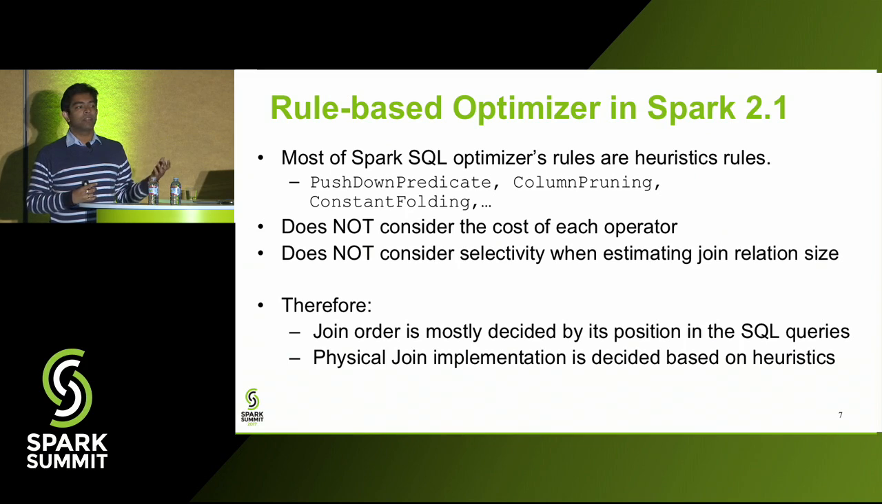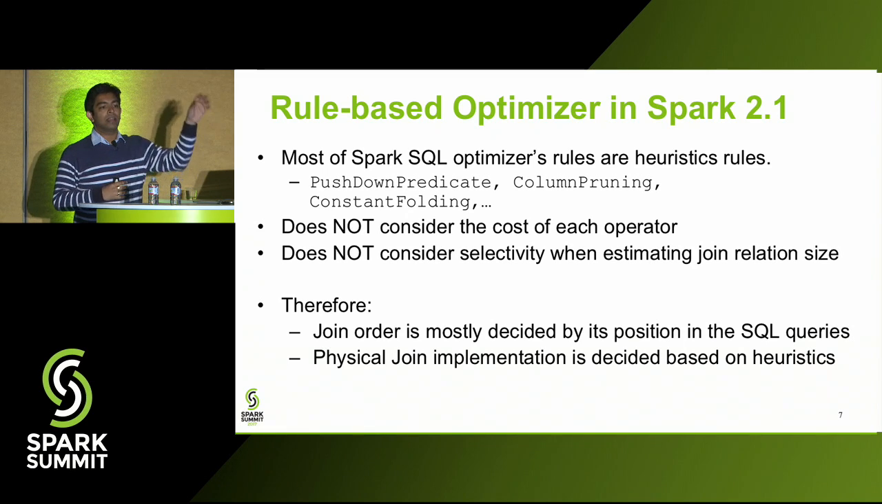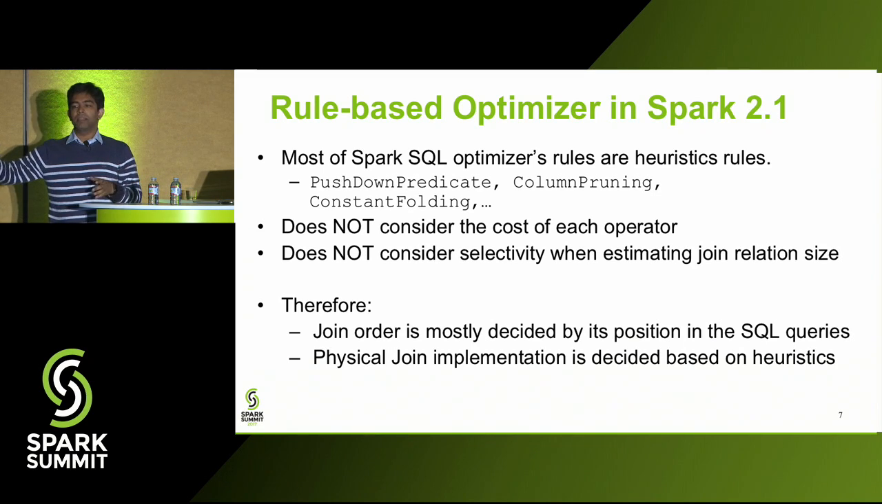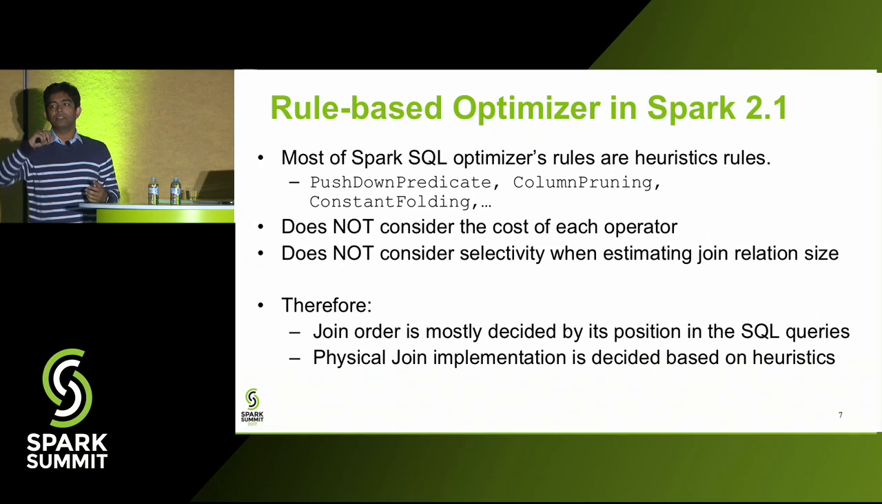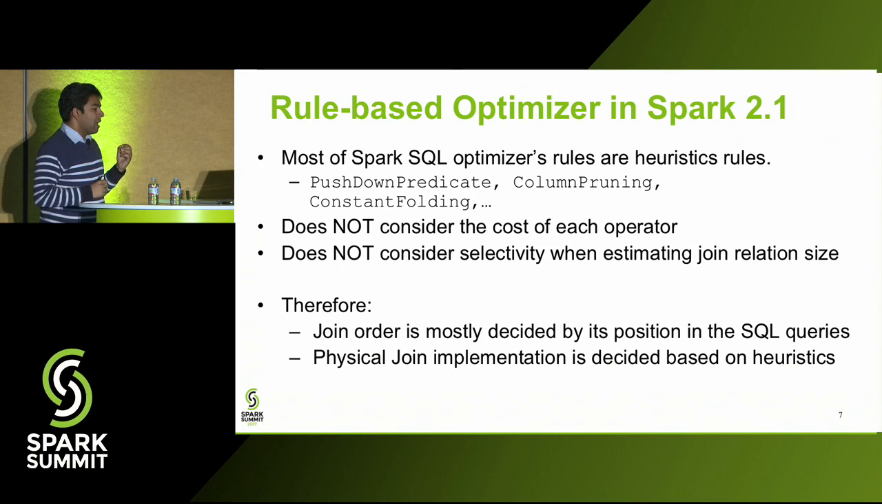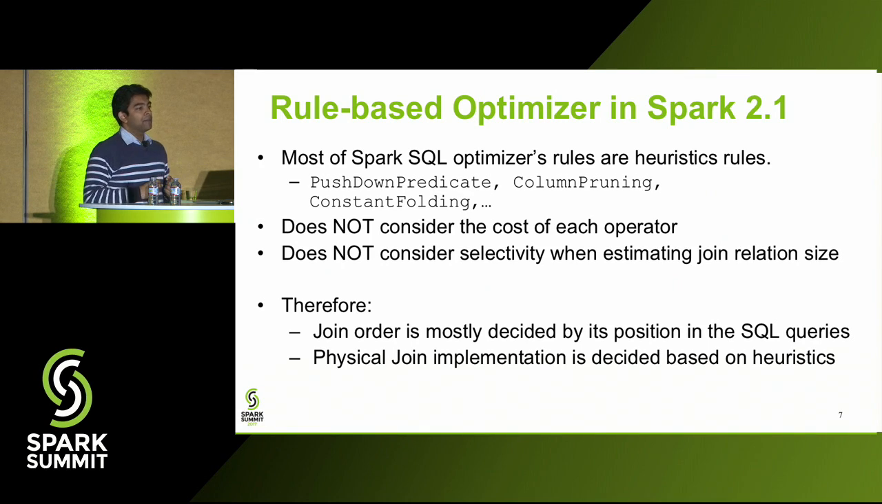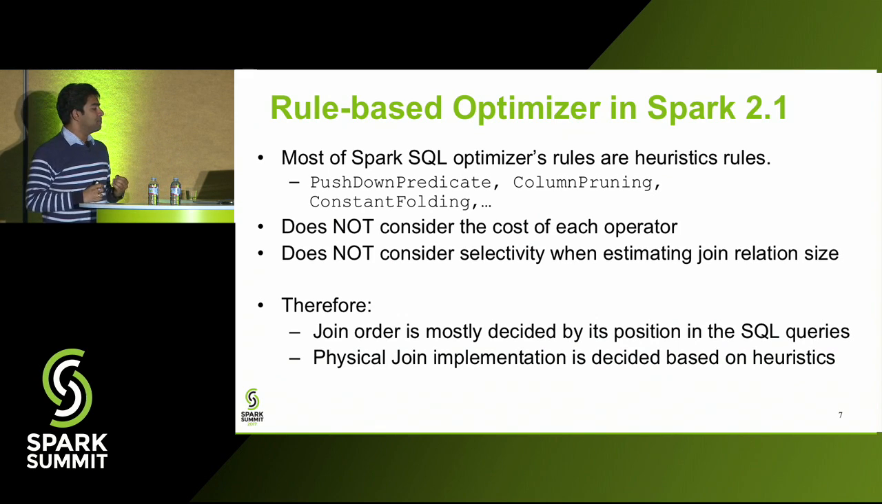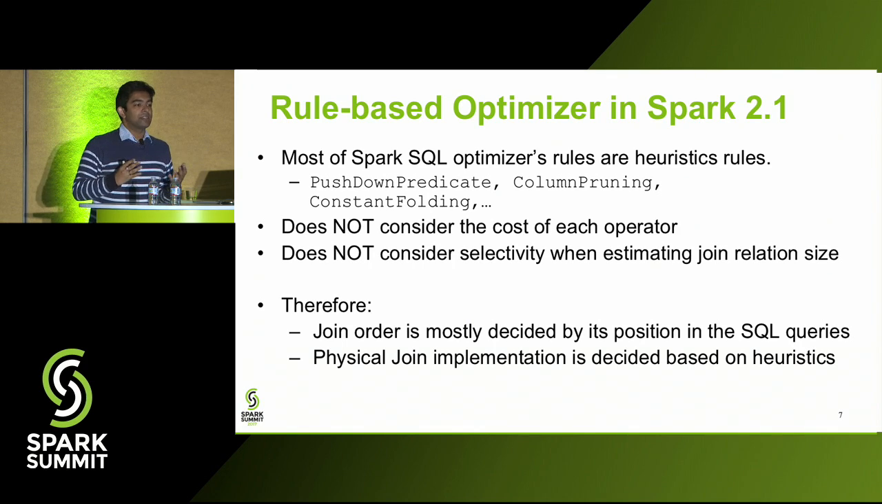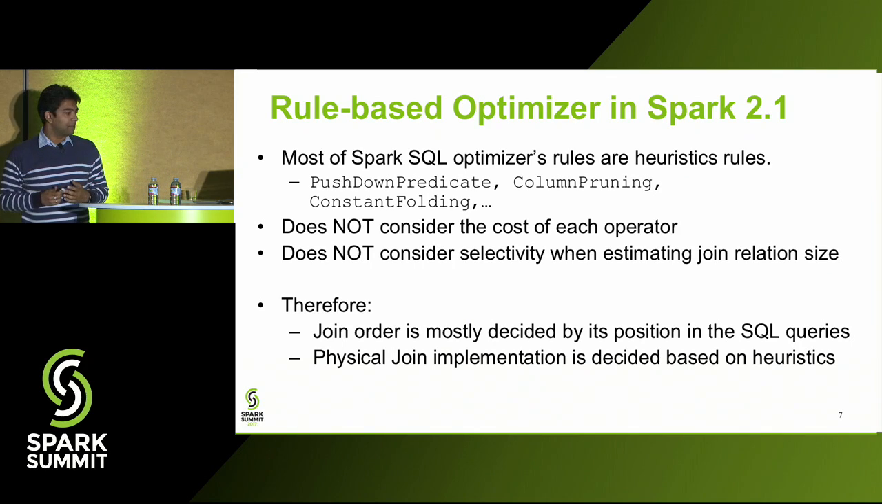So let's say I have a query of the form select something from A, B, C. By default, in most cases, Spark would try to join A and B first, because that's how the query was written, and then join it with C. The other example of this is the physical join implementation, like choosing broadcast, for instance, over sort merge, et cetera, which is based on just heuristics. So it's easy to go wrong there.